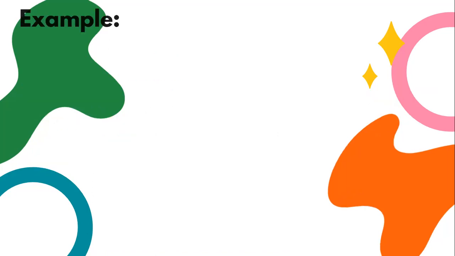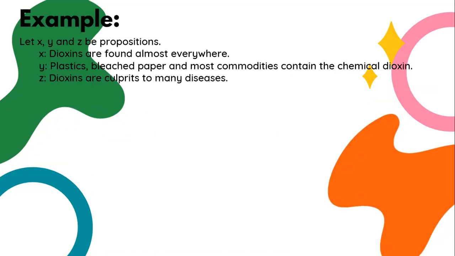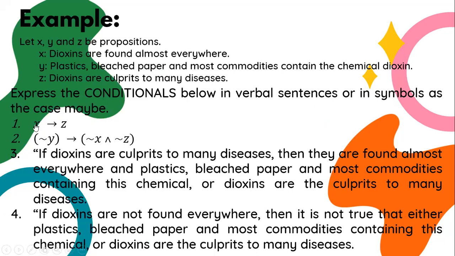Tingnan natin yung example. Yan. So we have here the propositions X, Y, and Z. So let's try to convert to sentence. Our example number 1. Anyone? Madali lang yun, di ba? Si X and Z lang. Nico? If dioxins are found almost everywhere, then dioxins are culprit to many diseases. Okay. So if-then statement lang yun.